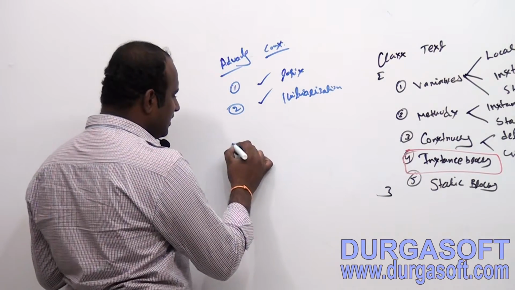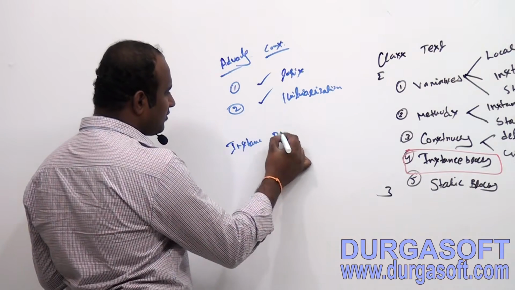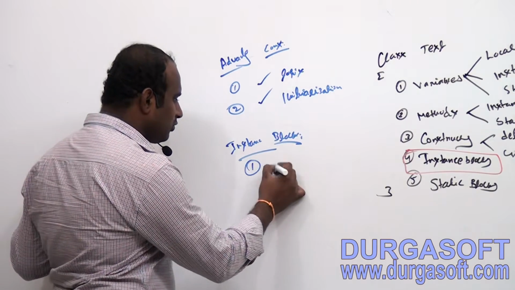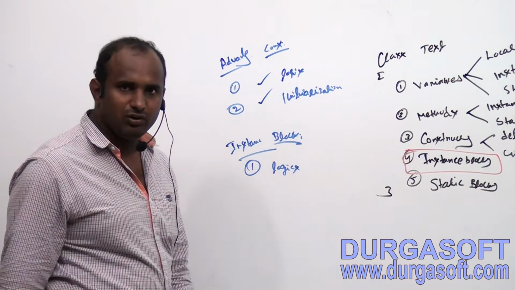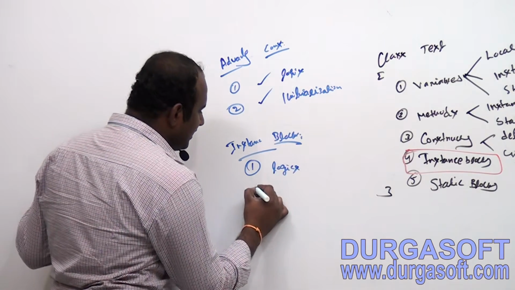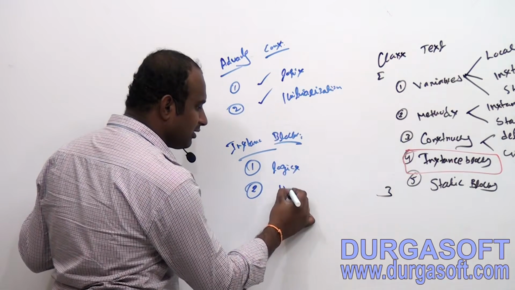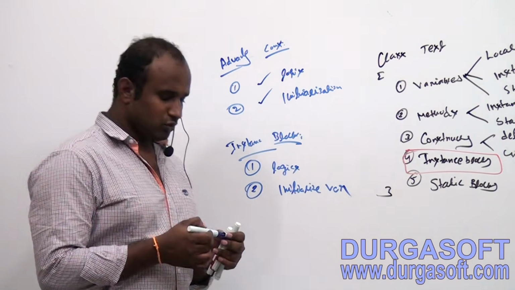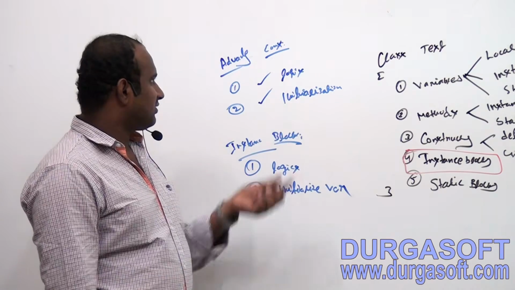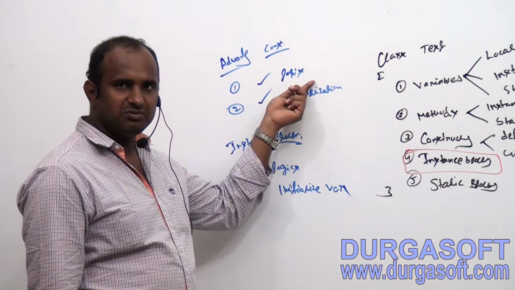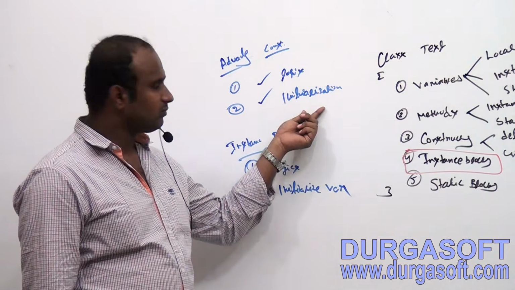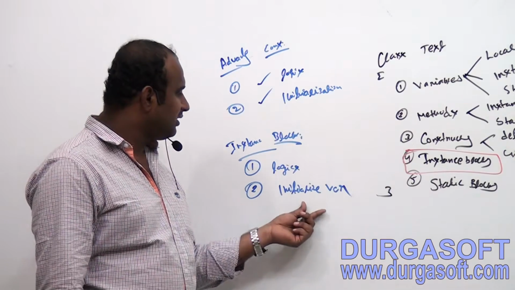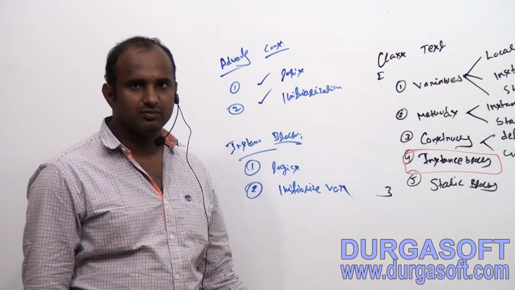The same way, instance blocks also have the same purpose. Instance blocks are also used to write the logics, and those logics are executed during object creation. Instance blocks are also used to initialize the variables. So just 2 points: constructors write the logics executed during object creation and initialize the variables, and the same points apply to instance blocks.